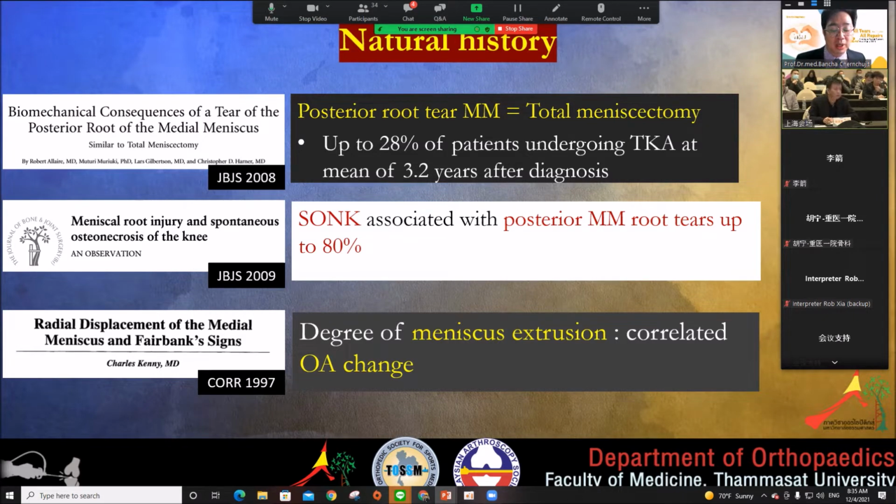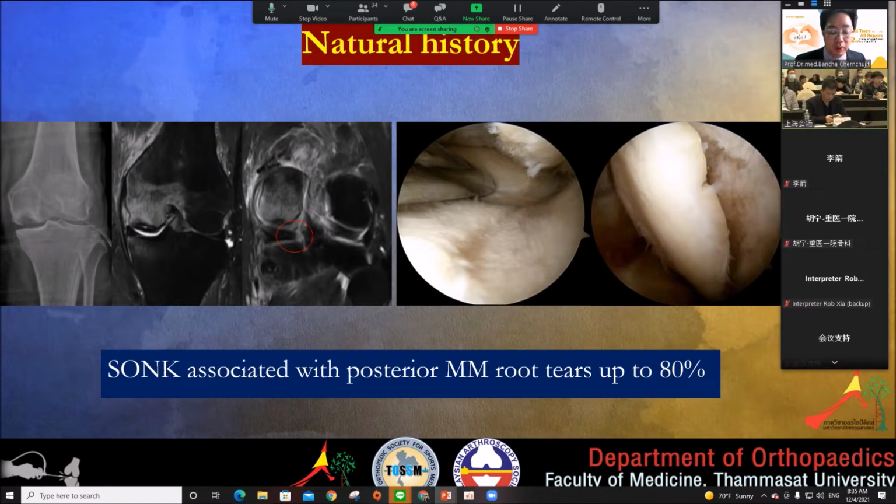Many articles mention the natural history of meniscus root tears. One article found that one third of the patients needed joint replacement 3 years after the initial diagnosis. A JBJS 2009 article mentioned a high correlation between spontaneous osteonecrosis and meniscus tear. They concluded that 80% of spontaneous osteonecrosis of the femoral condyle is associated with meniscus root tear.